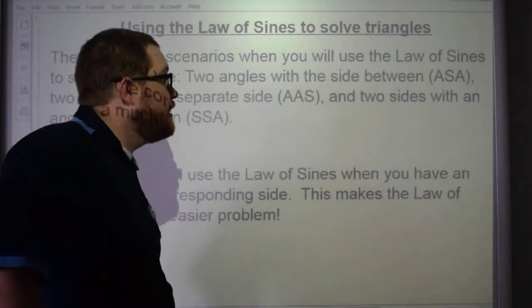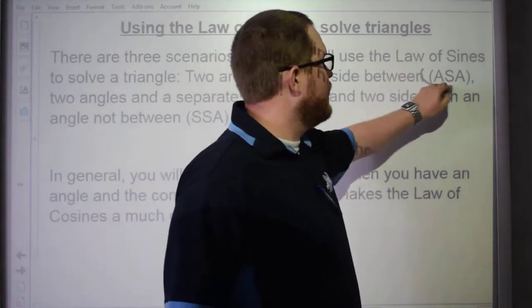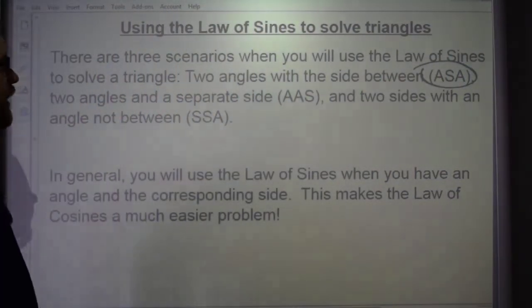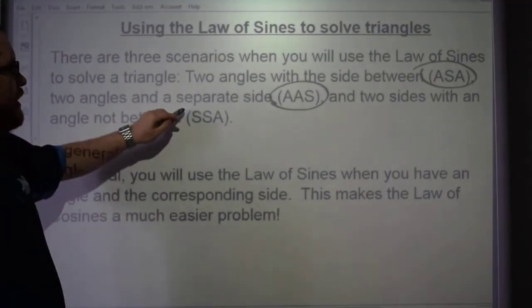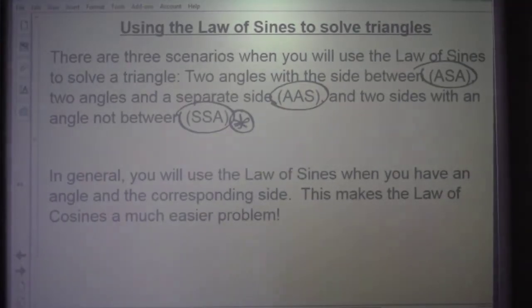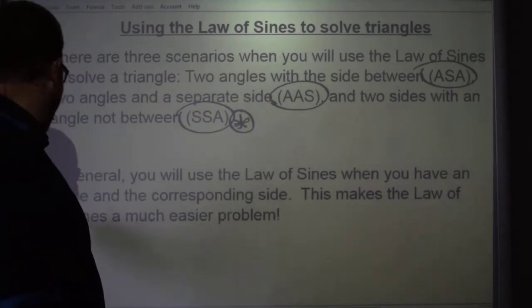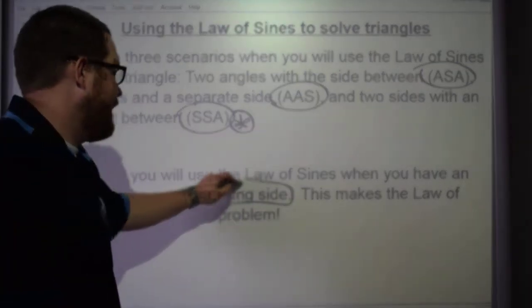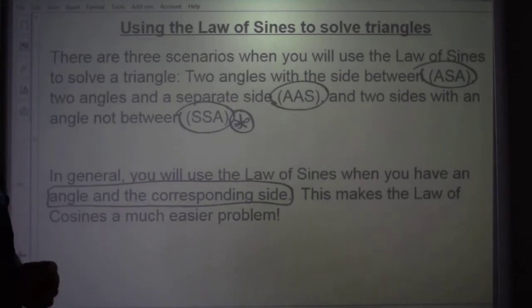You would use law of sines if it's a side between two angles, so we call that angle side angle. If it's two angles and a side, angle, angle, side, or if you have two sides and the angle not between them. This is the one that we're going to have to pay attention to, that we're not going to talk about today. In general, I don't memorize these, I always forget these. Here's what I remember. I want an angle and the corresponding side. So if you have side A and angle A, then this is what you're going to use.